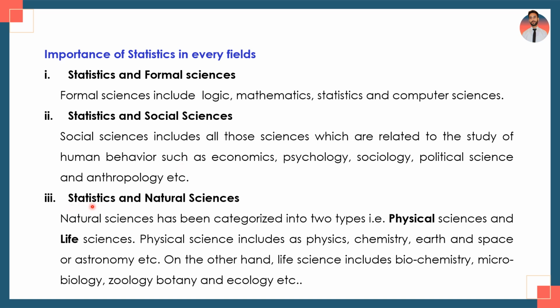In the third point, statistics and natural sciences. Natural sciences have been categorized into two types, physical sciences and life sciences. The subjects of the physical sciences are physics, chemistry, earth and space or astronomy. On the other hand, the life sciences include biochemistry, microbiology, zoology, botany and ecology. Almost in every field of sciences, statistics plays a very important role in formal sciences, in social sciences and in natural sciences.